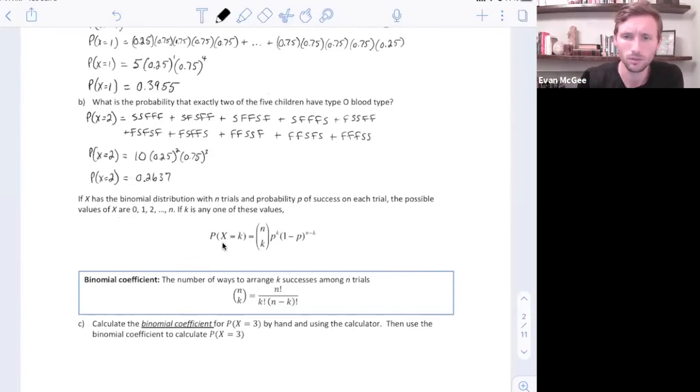So here's the formula that we just used. We have the probability of x equaling some number. So in this case, we had x equals 2, so this k would be 2. K is the number of successes.